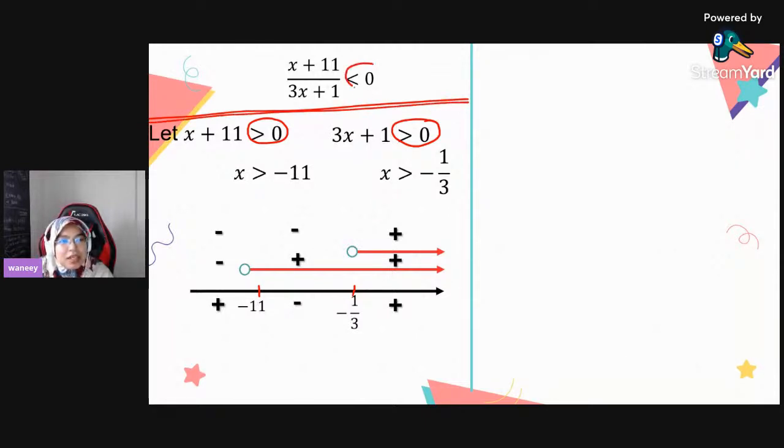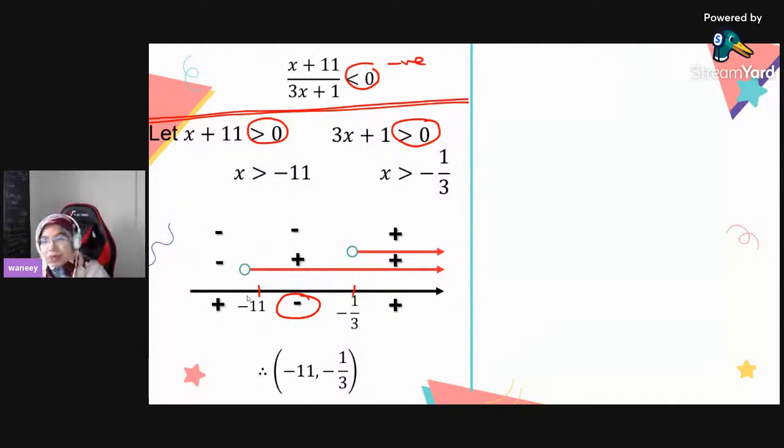Referring to the last inequality before you start your assuming step or let step, up here, this is less than 0. That means I'm looking for a negative answer. So the negative answer is this one over here, negative 11 up until negative 1 over 3. So this is the final answer for the left hand side. Okay, so done with that.